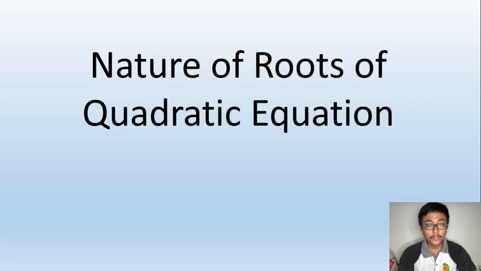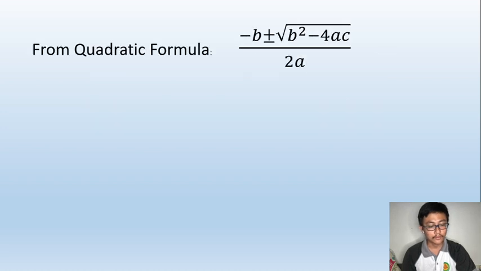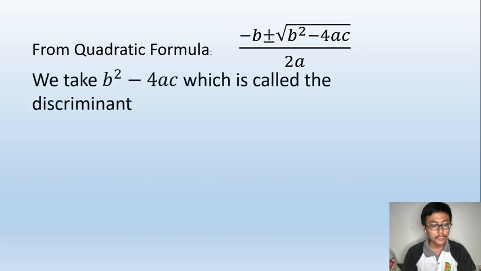That is about our topic for today, nature of roots of quadratic equation. So from the quadratic formula, negative b plus minus the square root of b squared minus 4ac all over 2a, we take b squared minus 4ac, which is called the discriminant. So, kunin lang natin yung b squared minus 4ac to solve for the nature of the roots.